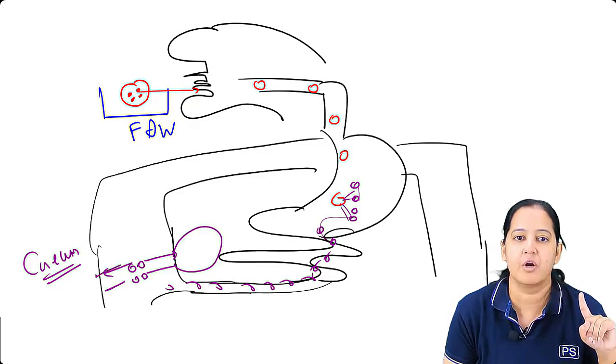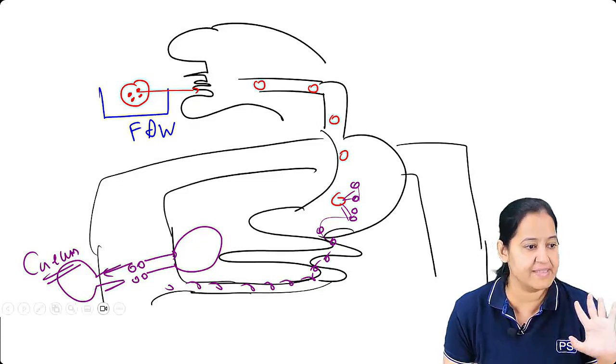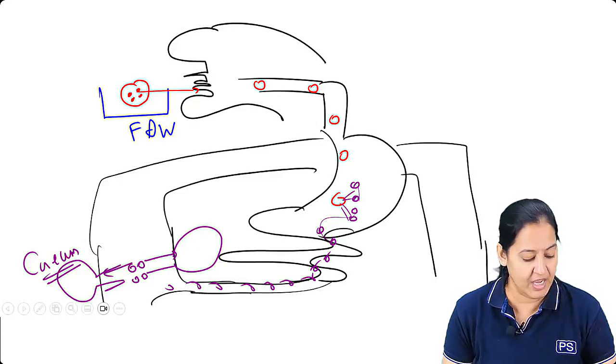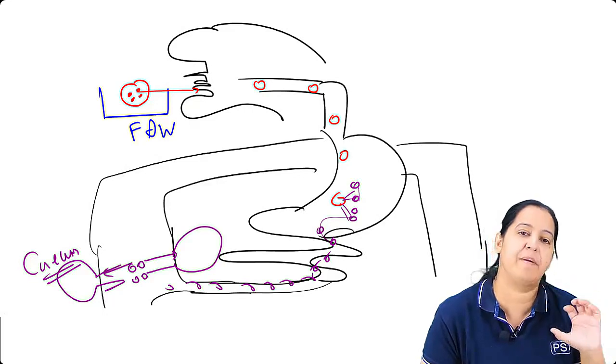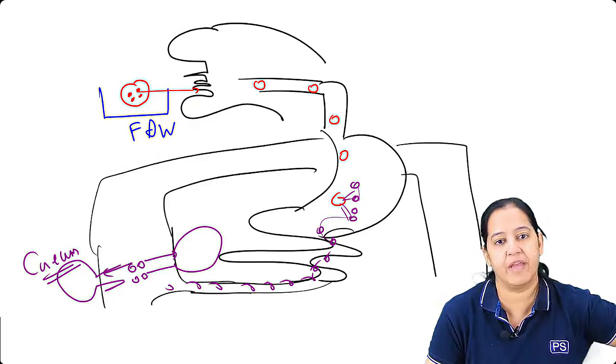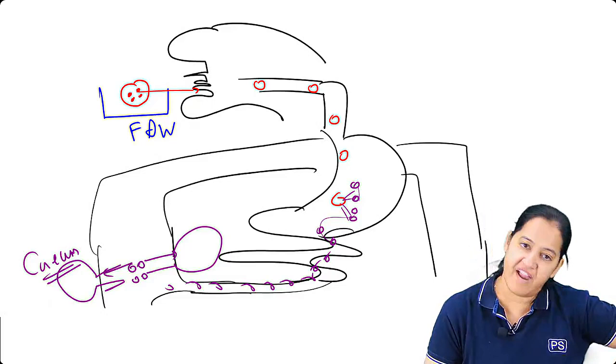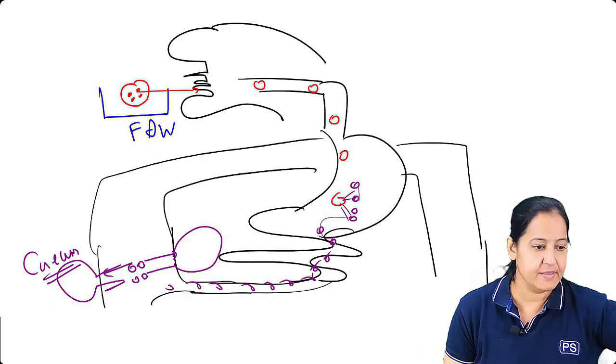Flask-shaped ulcer. Kaunsa shape ulcer? I will show you the diagram. Understand? Flask-shaped ulcer. So they will form the flask-shaped ulcer in the intestine. Say yes. Got it? Flask-shaped ulcer.